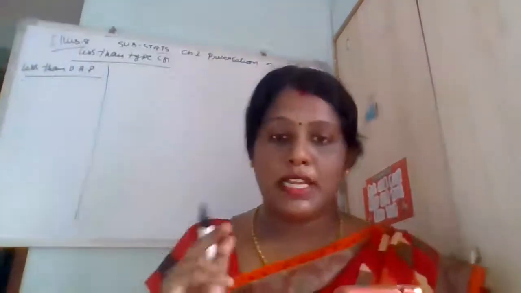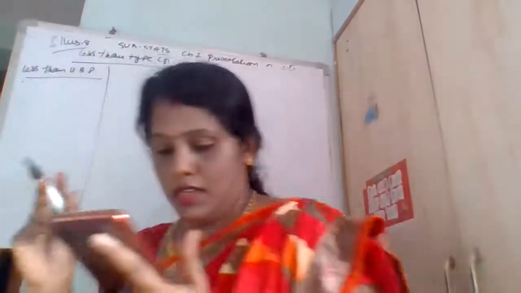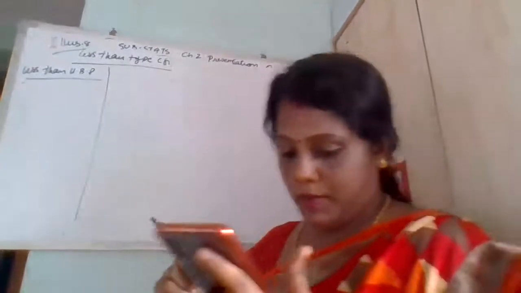So less than type means less than upper boundary point and more than lower boundary point. Okay, more than lower boundary point.